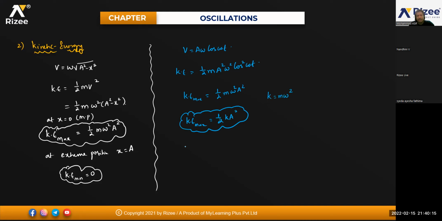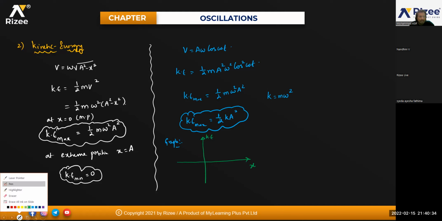Okay, so if I draw a graph for this one, kinetic energy, tell me anyone, how can I draw the graph? This is your x-axis. On y-axis, if I'm taking the kinetic energy, so the graph will be a parabola in the downward direction, somewhat like this. So here it will be your plus here, and here it will be your minus here.